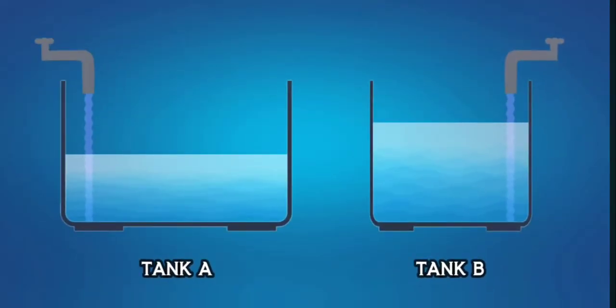This is because Tank A has a larger water capacity, so it takes longer for the water level to rise by 1 centimeter. Tank B has a smaller water capacity, so it takes less time for the water level to rise by 1 centimeter. The same applies to heat capacity.